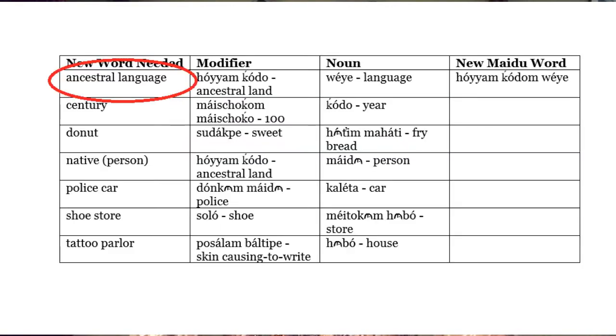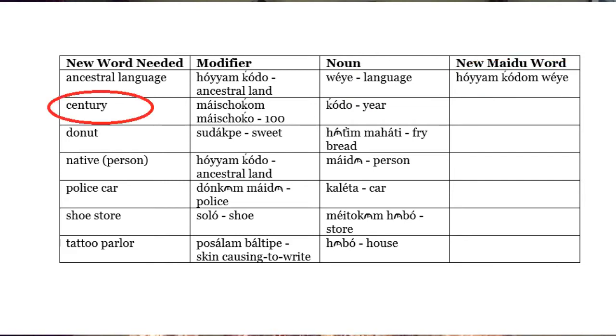We want a word for ancestral language. We already have a way to say ancestral land, hoyang koro, and a way to say language, weye. Now you can combine them together to mean ancestral land language. The new Maidu word is hoyang kodom weye.